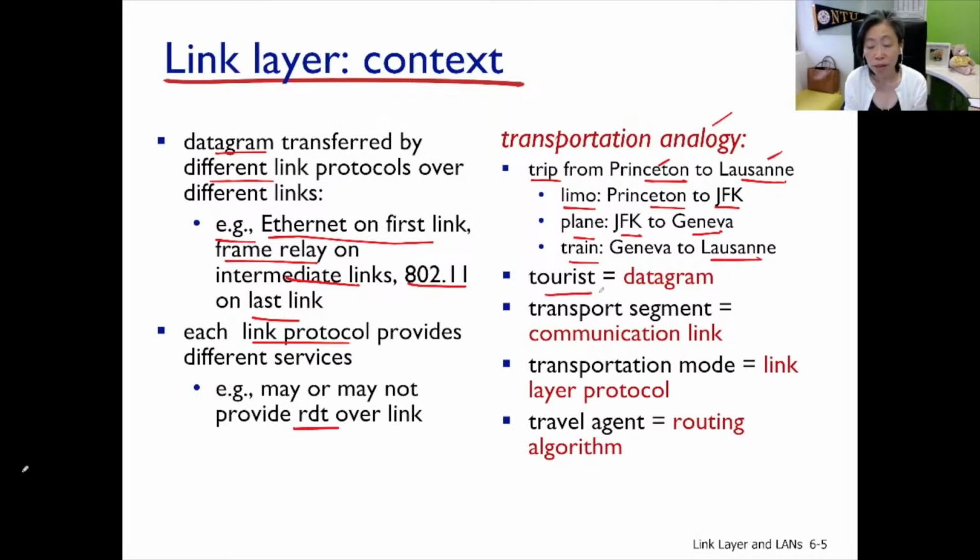The tourists here, the people we're transporting, are just like the datagram we're sending over the internet. Each segment is a communication link on the internet. The transportation mode is a different link layer protocol. And the travel agent is the one doing the routing, coming up with this plan or this route.